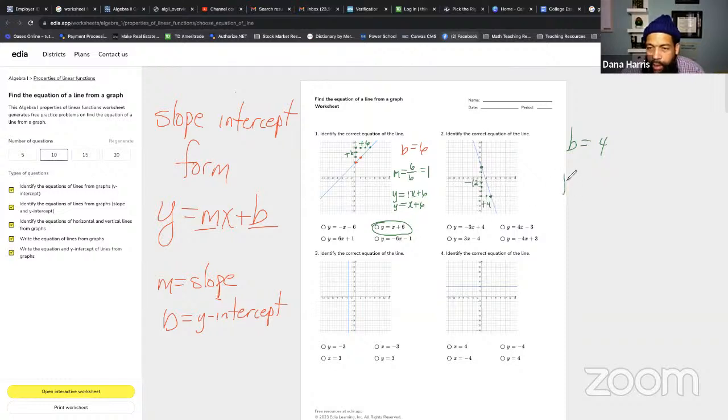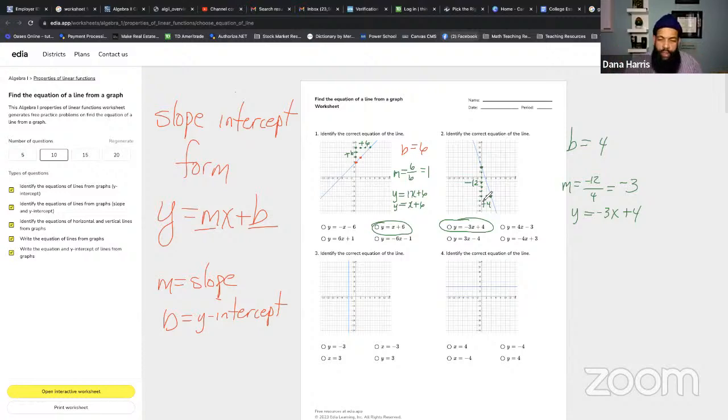So m equals -12 over 4, which is -12 divided by 4 is -3. Okay, so if my slope is -3 and my y-intercept is 4, then I can put that together and say y equals -3x plus 4. And as you can see, that is this answer choice right here.